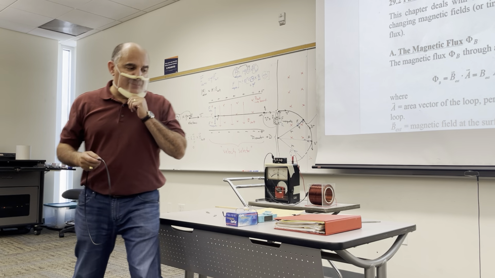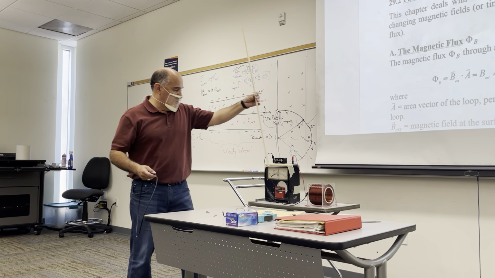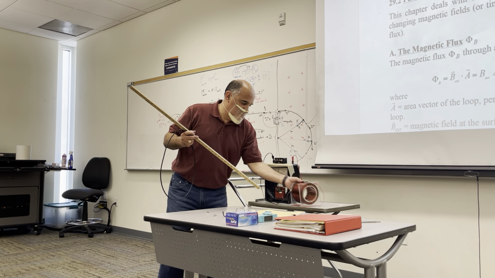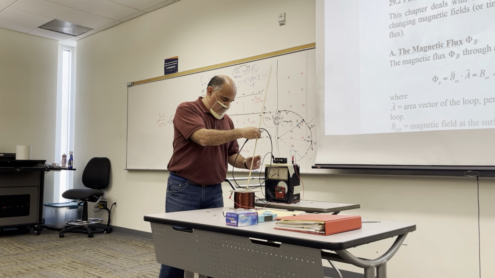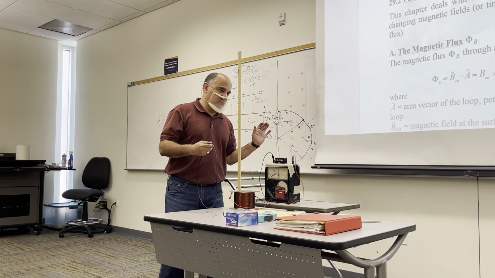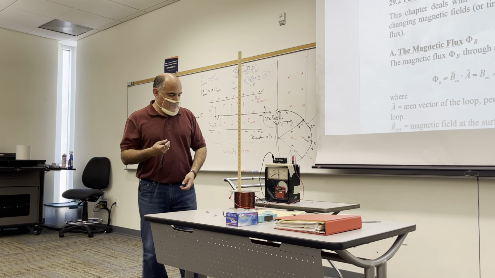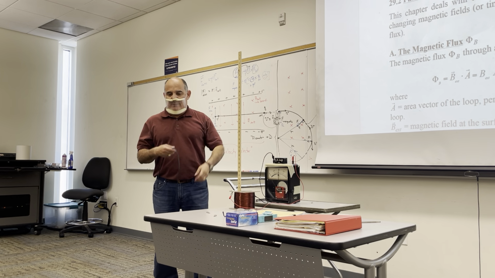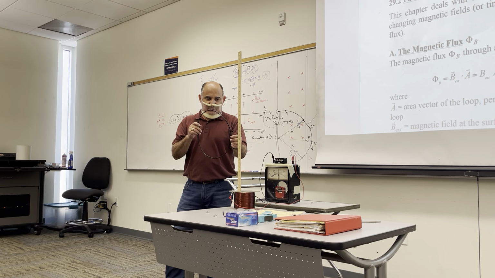So, what happens if this is a magnetic field? Suppose there's a magnetic field in this region pointing straight up, and I put this coil or this loop like this. What will be the magnetic flux through it? Zero. What if I put the loop like this? Then I'm going to get maximum magnetic flux through it, right?